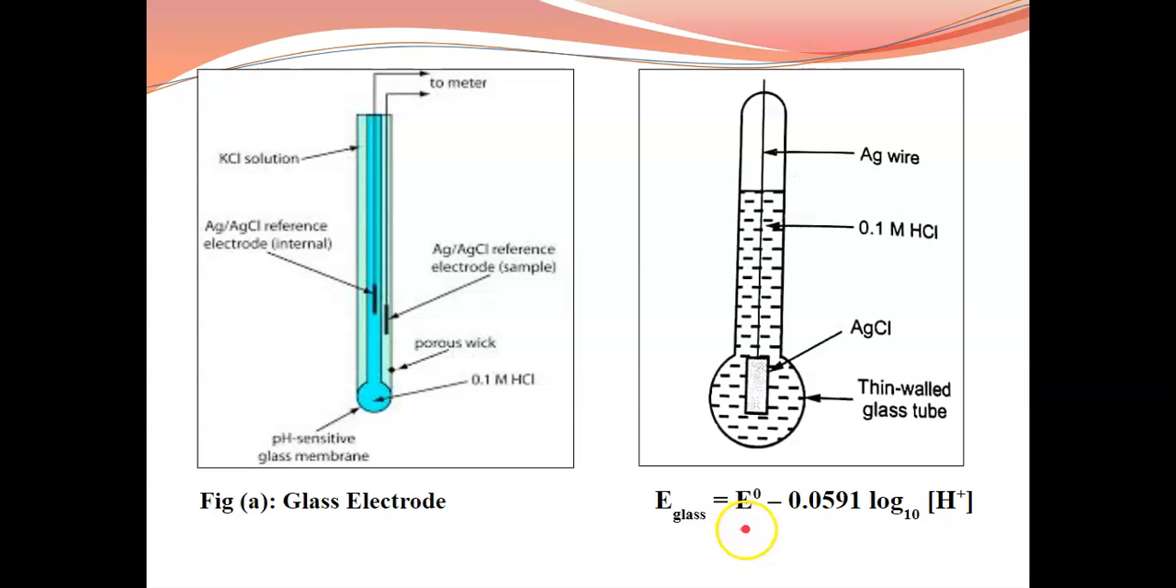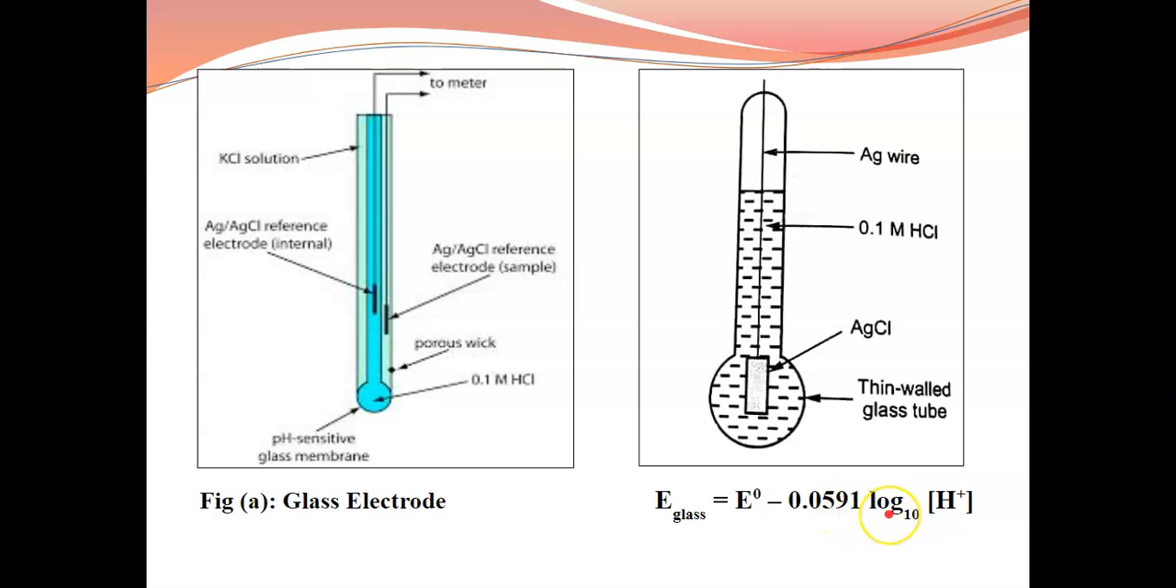So E glass would be equal to E standard, the potential of the electrode measured under standard conditions of temperature and pressure, minus here it is actually RT by nF. So if you put the values of RT by F, R is the gas constant, T is the temperature, F is the Faraday's constant, and you multiply it by 2.303.